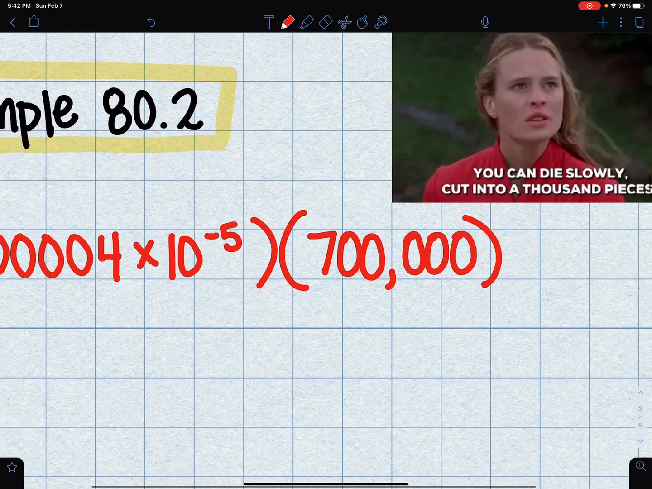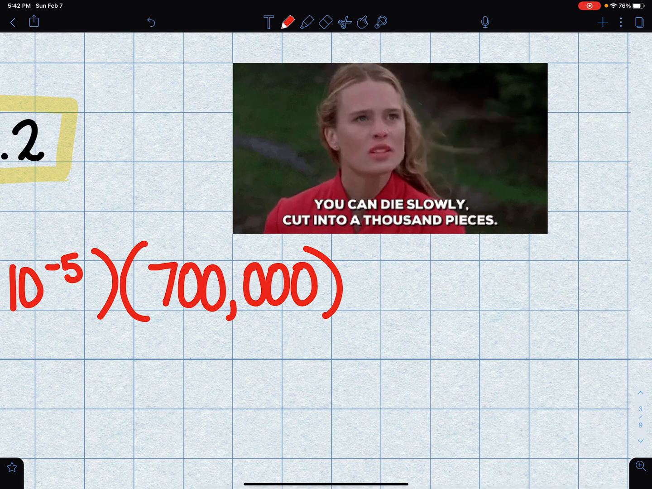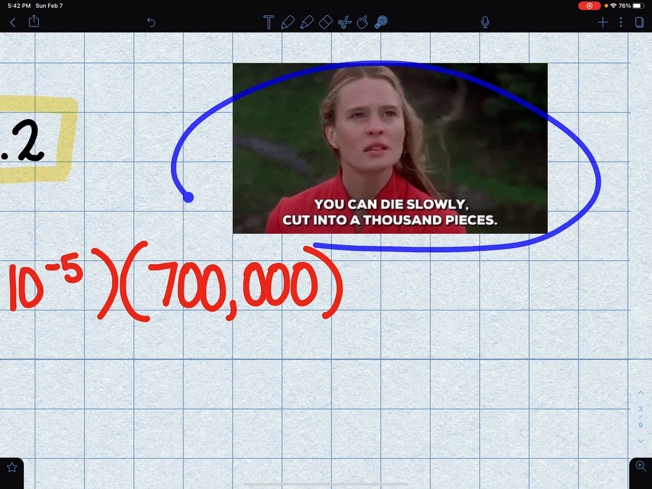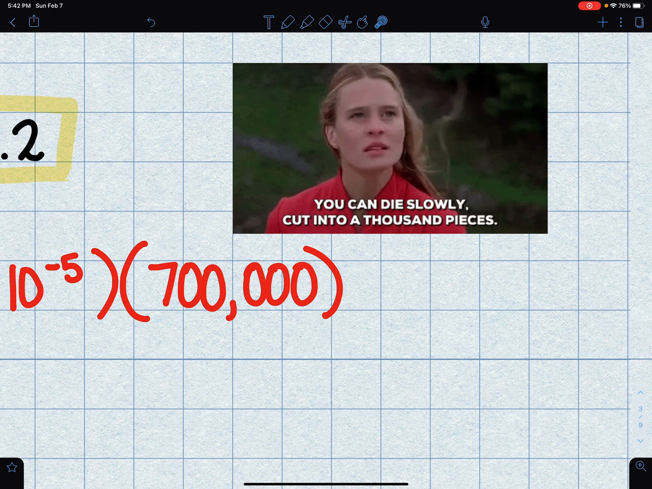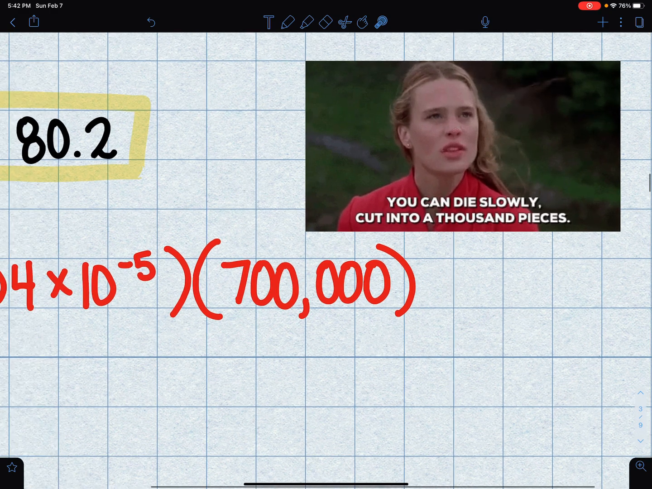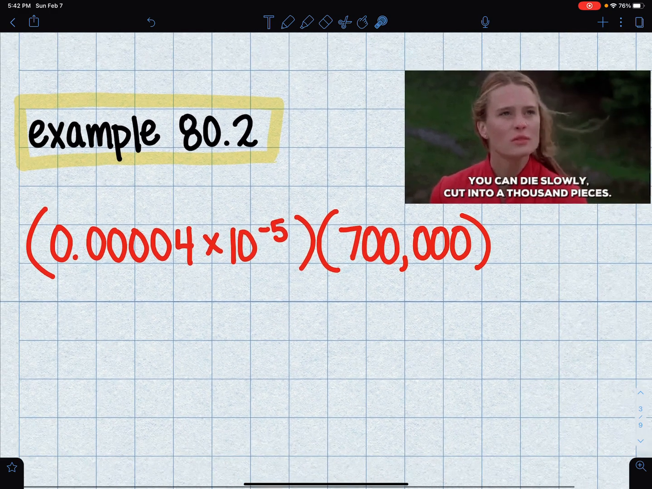Let's do example 80.2. I thought of this because I was like, would I rather die slowly cut into 1,000 pieces, or would I rather keep doing math in scientific notation? I don't know. It's a tough call. I think I'm going to keep doing the math though. Or you can die slowly, cut into 1,000 pieces. Let's just keep doing the math.